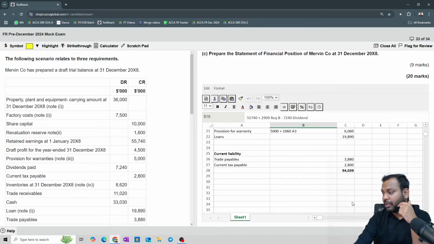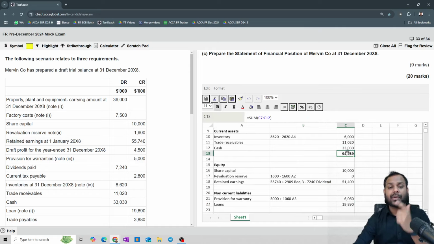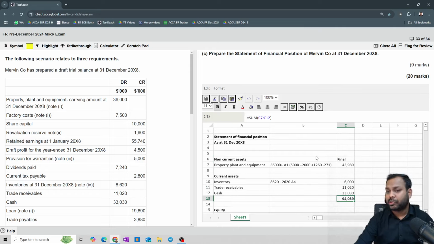So now see, is my SOFP tallying 94039? 94039, my SOFP is tallying now. I believe it is very much clear to all of you now.